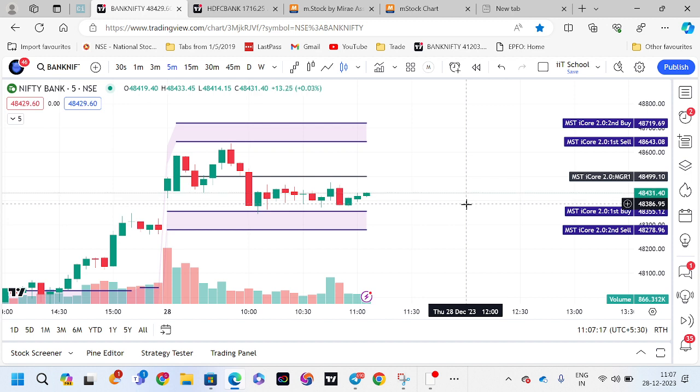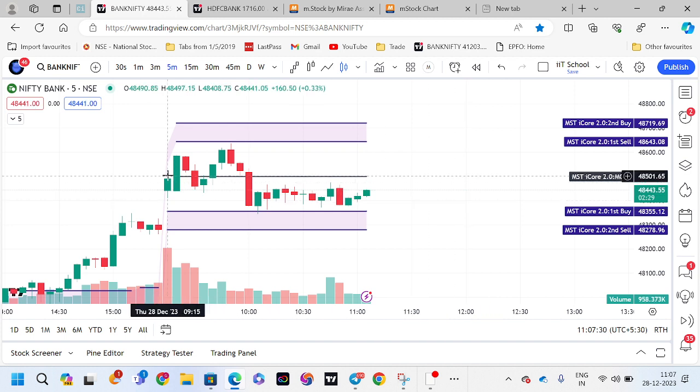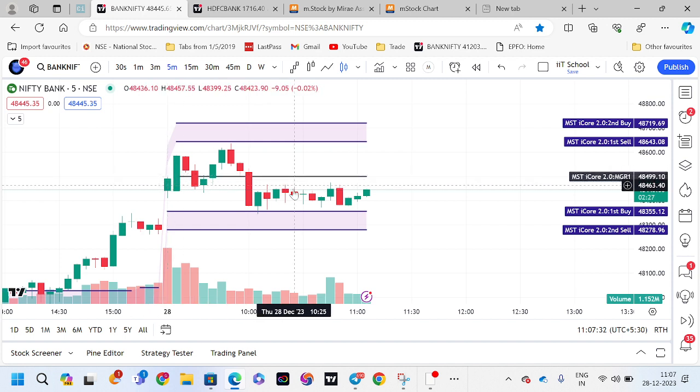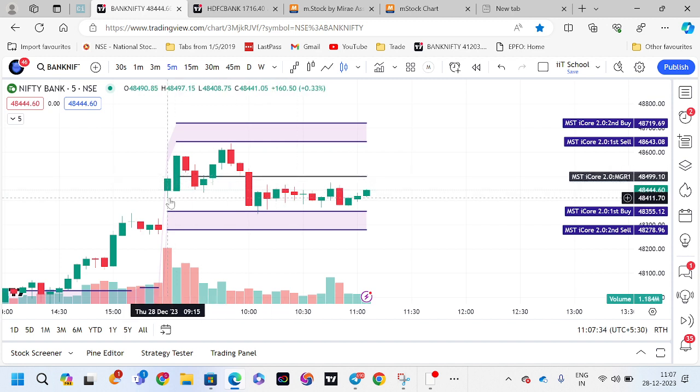Today, let us see what is the performance of MST iCore 2.0 in the live market. Though the market has opened gap up today, we are supposed to use the 360-degree time frame. If you see the first candle, it is a bullish candle.